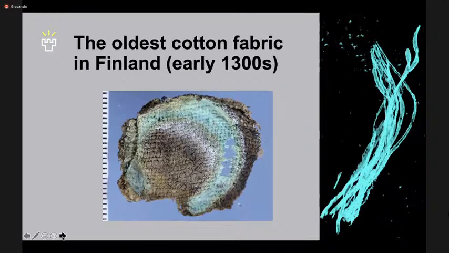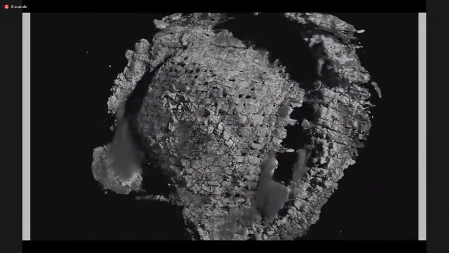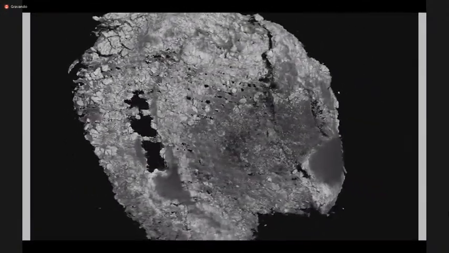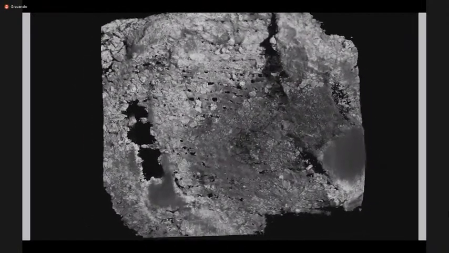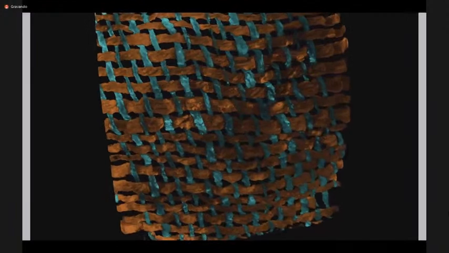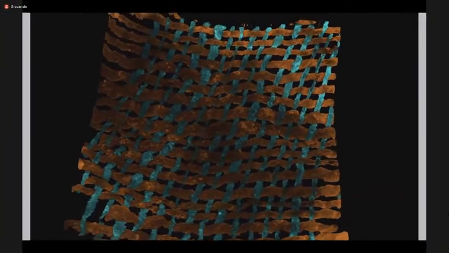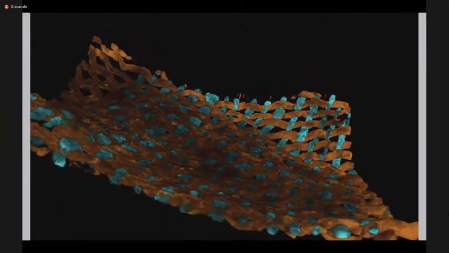Here is the other example that Ville was also showing pictures of. It's the oldest piece of cotton from Finland, a plain woven piece of fabric from the early 14th century. And here we can see again Ville's amazing videos. You can see how there is dirt on the surface, but with segmentation, we can see the spin directions of these yarns. And of course, the structure, which is quite easy here.